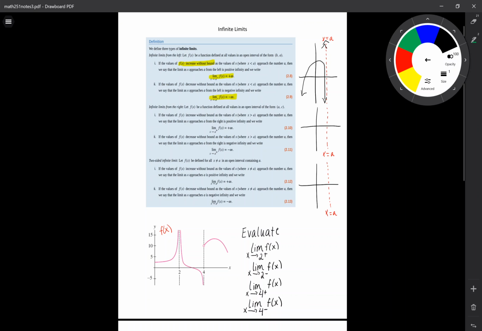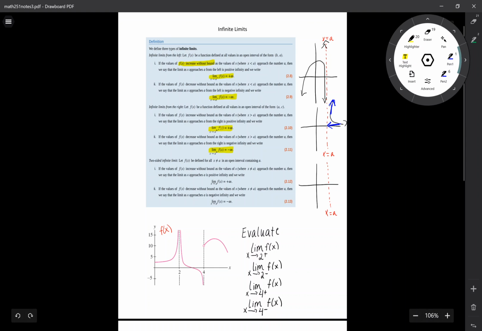If we were to look at the same thing from the right, which is the second part, it's the same thing. We can either blow up in the positive direction or in the negative direction. The only difference here is that we are approaching x equals a from the right. So maybe this looks like this, right? As x gets really close to a from the right, our y value gets really, really big. And of course, we could do the same thing with negative infinity.